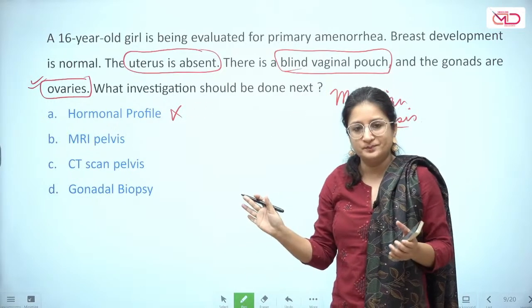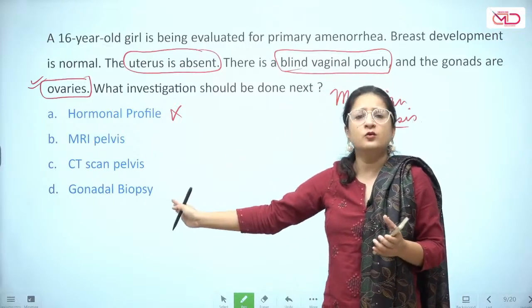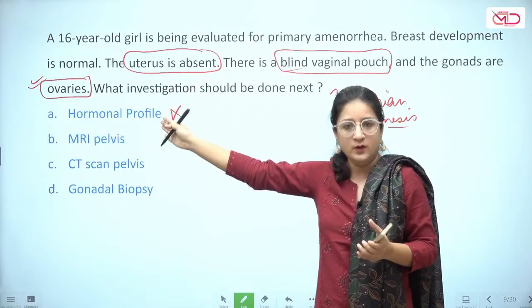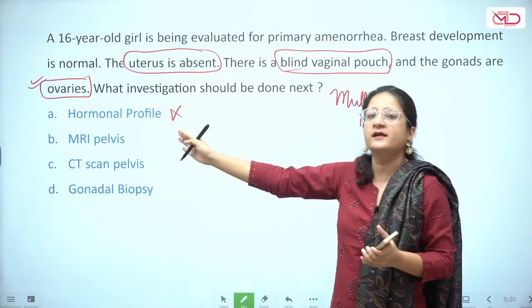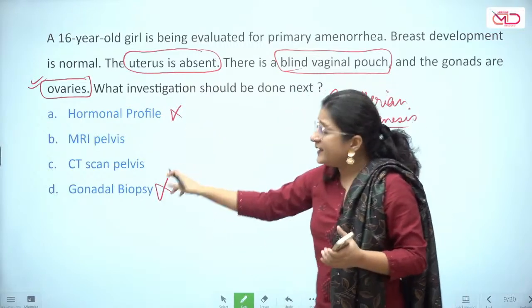Hormones will be normal. Okay, gonadal biopsy, there's no reason to biopsy these ovaries. That information is given to you, right? These are healthy ovaries in Mullerian agenesis. No need to biopsy them. Now, MRI and CT scan.